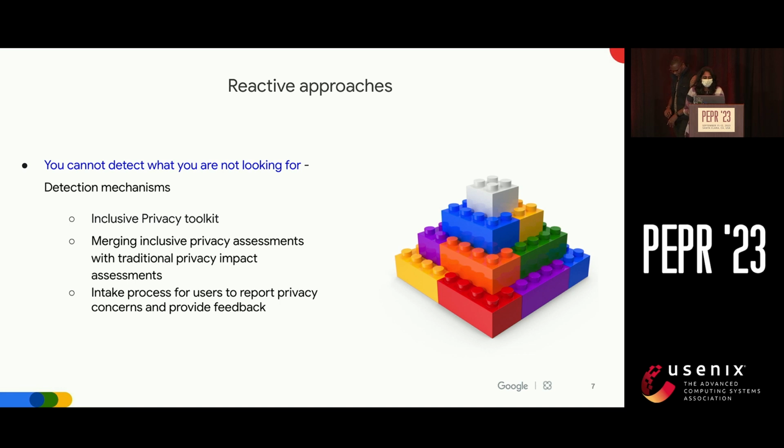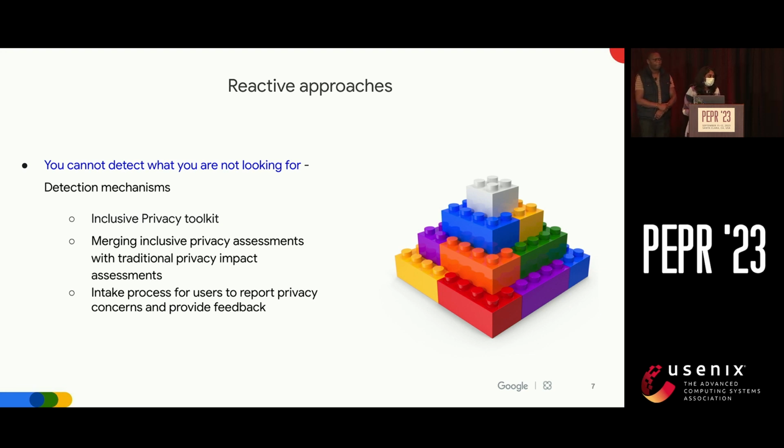So now that we've looked at some inflection points where diverse perspectives can be integrated into the privacy design and software development processes, let's now move on to discuss how we can actually react to these privacy issues when the product does not meet user expectations.